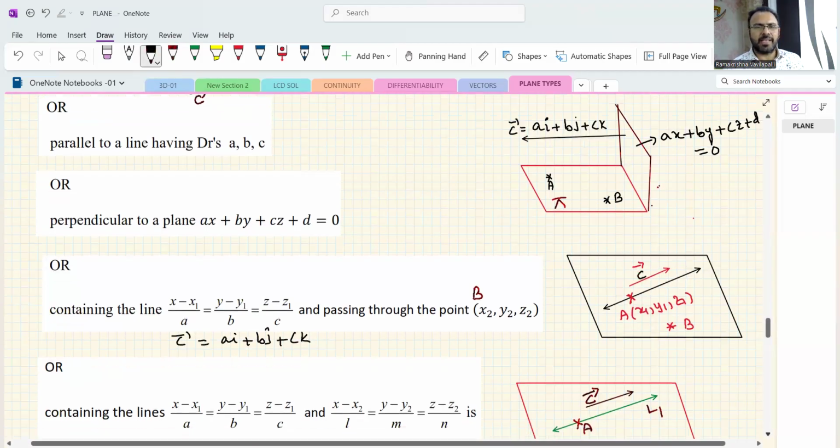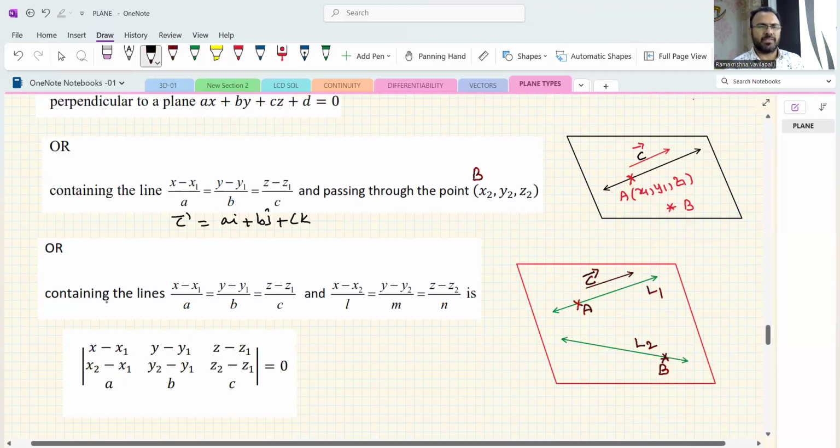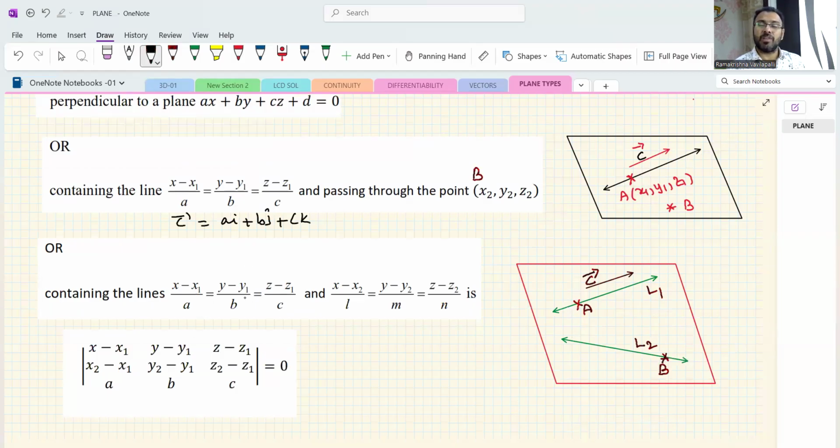Or you can say containing two lines, that x minus x1 by a equal to y minus y1 by b equal to z minus z1 by c. So there are two lines on the plane. The first line passes through x1, y1, z1. The second line passes through x2, y2, z2. Anyway, again, we got 2 points on the plane and parallel to the C bar vector. This is the C bar vector.